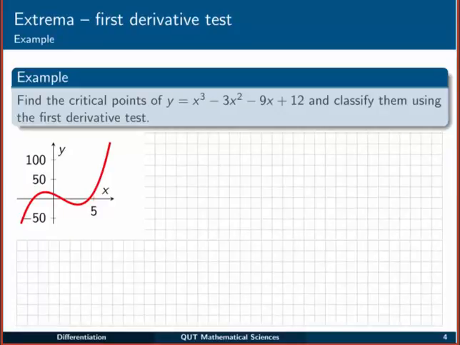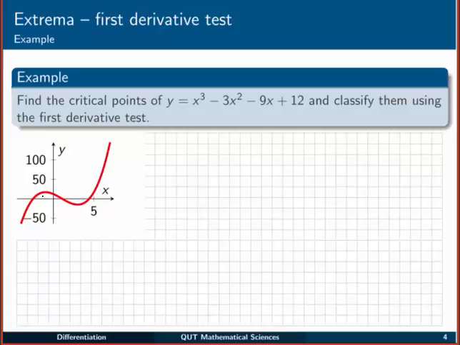Let's try it out with an example. Find the critical points of y equal to x cubed minus 3x squared minus 9x plus 12, and then classify them as either maxima, minima, or points of horizontal inflection using the first derivative test. Pause the video now and have a bit of a go of this one yourself. Come back in a couple of minutes and see if you get what I get.